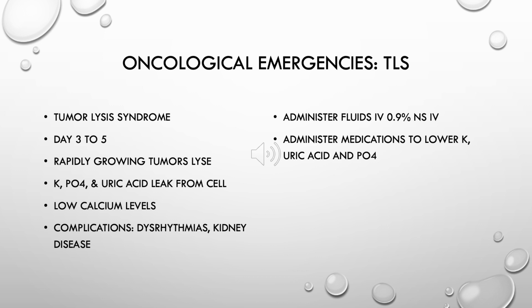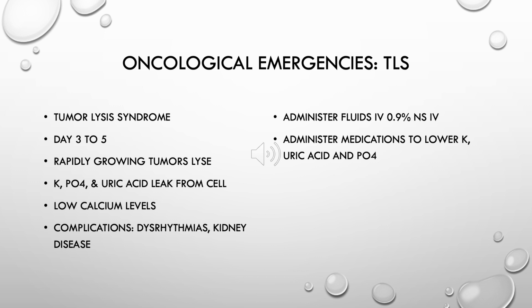Usually day 3 to 5 after the chemotherapy is started. The problem is when the tumor cells lyse, and lyse means break apart, the potassium, phosphorus, and uric acid are leaked from the cell. So your patient is going to have a high potassium, which can kill them because they could develop dysrhythmias and asystole, which means the heart can stop. They can also develop kidney disease from the uric acid that's leaking from the cells. And a high phosphorus level is going to cause low calcium levels.